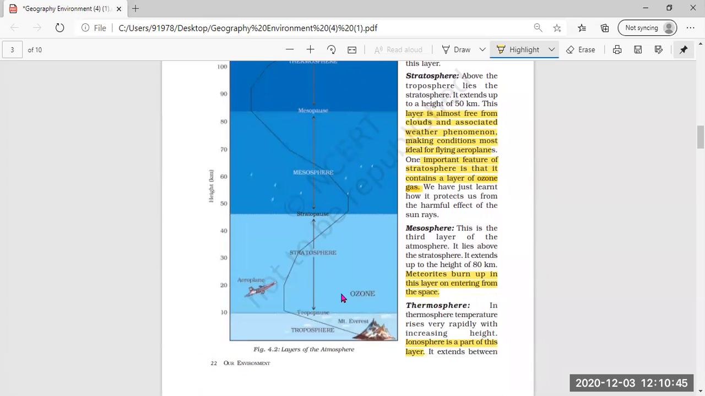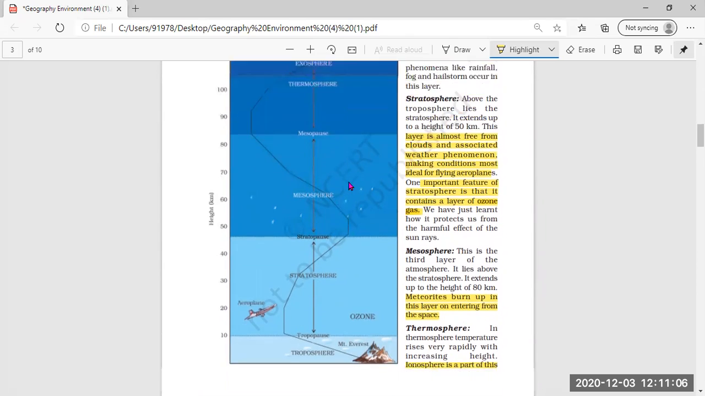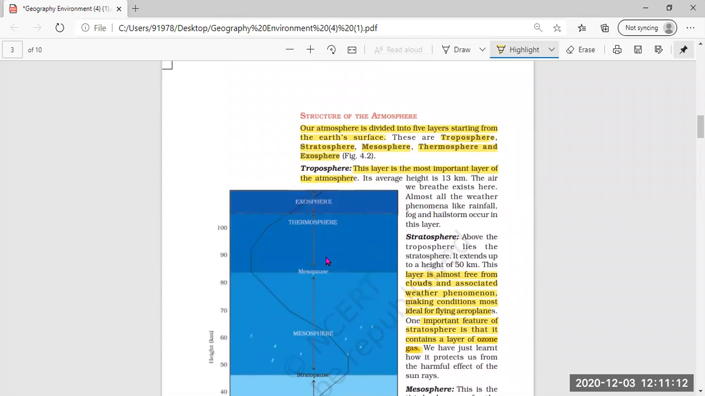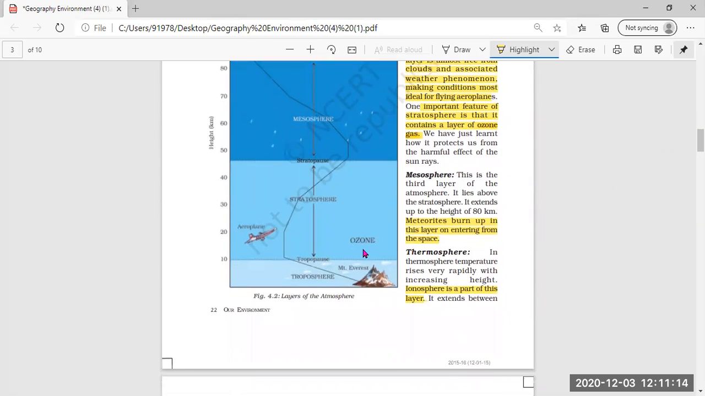Second is the stratosphere, which is almost free from clouds, so aeroplanes and all fly easily over here. Third is the mesosphere, where meteoroids burn, as you can see in the picture. Then fourth is the thermosphere, and the most important layer here is the ionosphere, due to which radio transmission is possible.